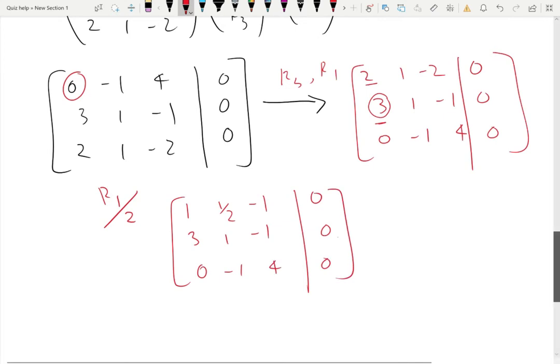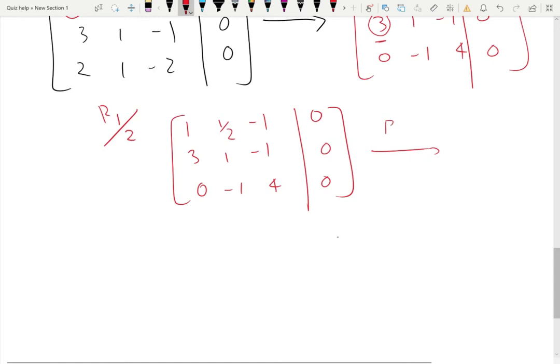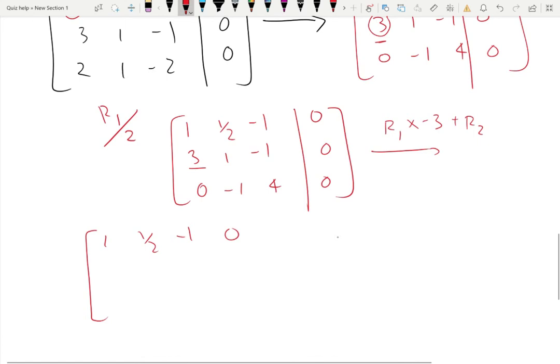Alright, so now let's multiply the first row by negative 3 and add it to the second row so that we can cancel out this term. So what we get is 1, half, negative 1, 0. Here 0, since negative 3 plus 3 is 0. Now here half multiplied by negative 3 is negative 3 half, plus 1 is negative half. Here negative 1 times negative 3 is 3, and 3 plus negative 1 is 2, right? Here 0, negative 1, 4, 0.